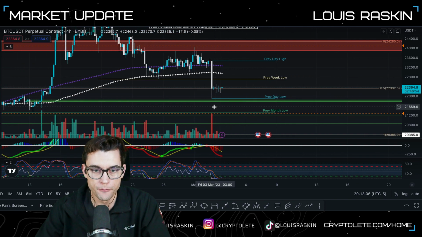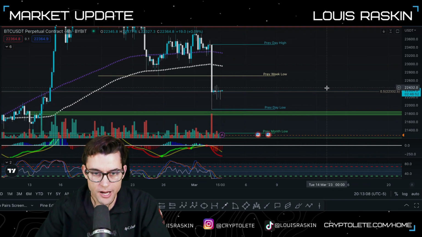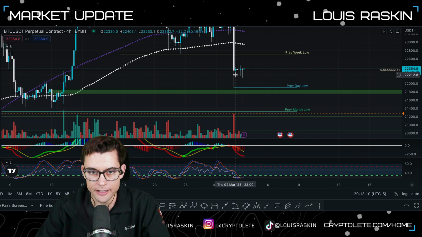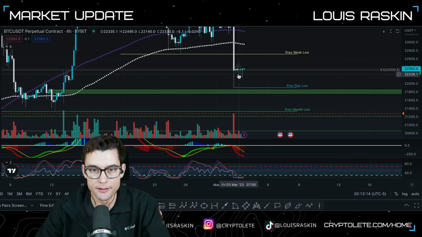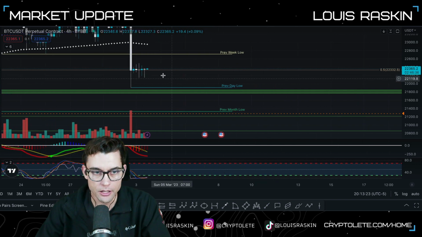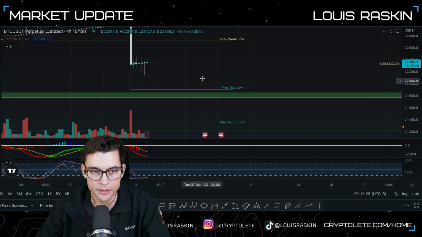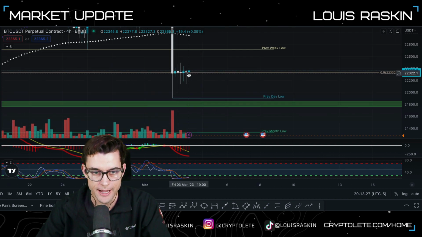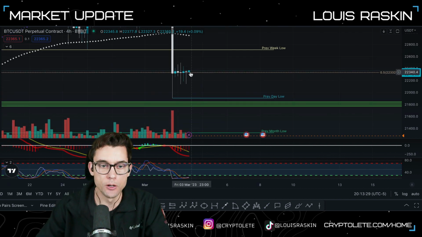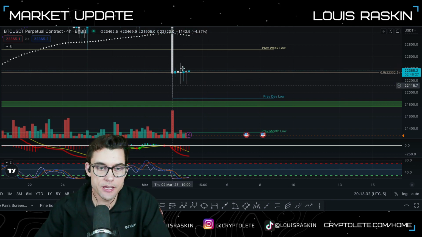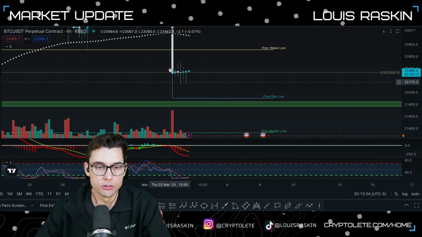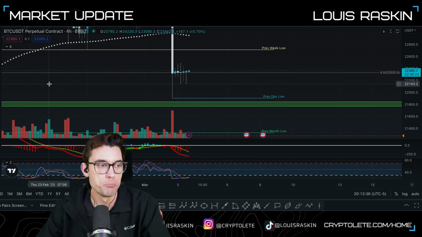But looking at the 4-hour price action right now, we have an indecision candle, followed by another indecision candle, followed by another indecision candle, followed by another indecision candle, followed by a bullish candle. And now we're just starting this 4-hour candle right here. We're about an hour and a half into it. So honestly, this is a very bullish candle formation for Bitcoin.